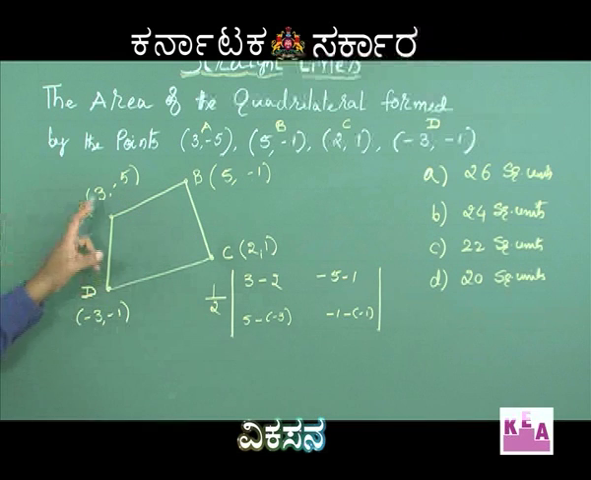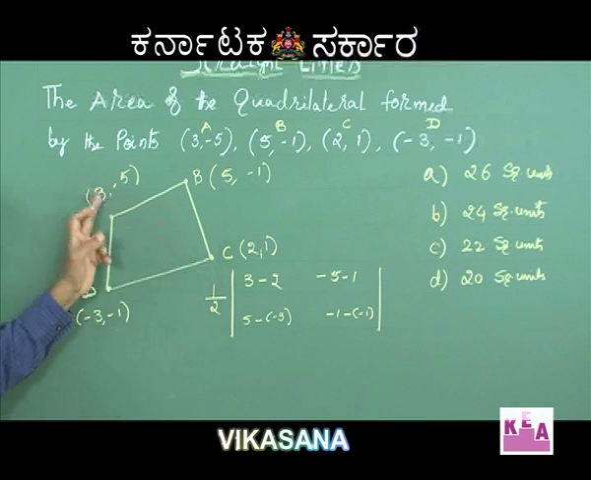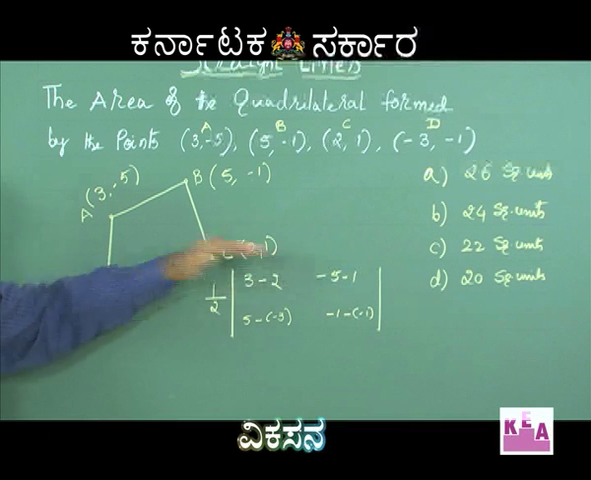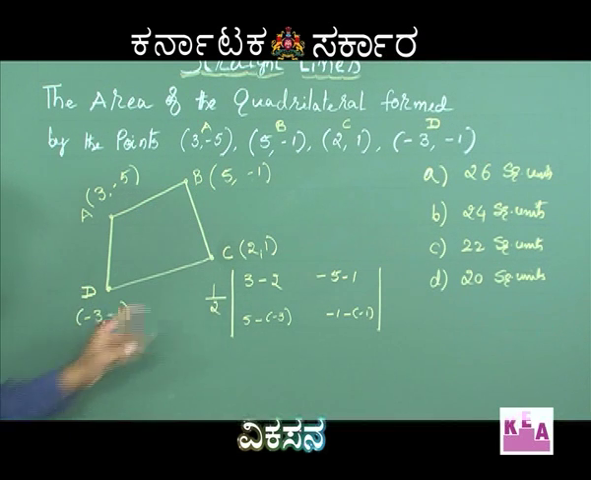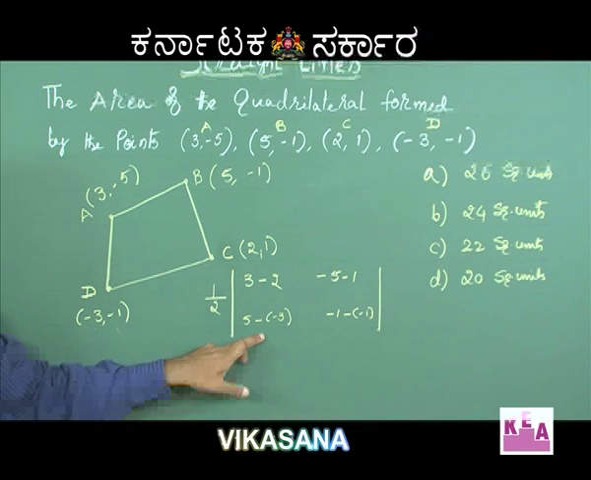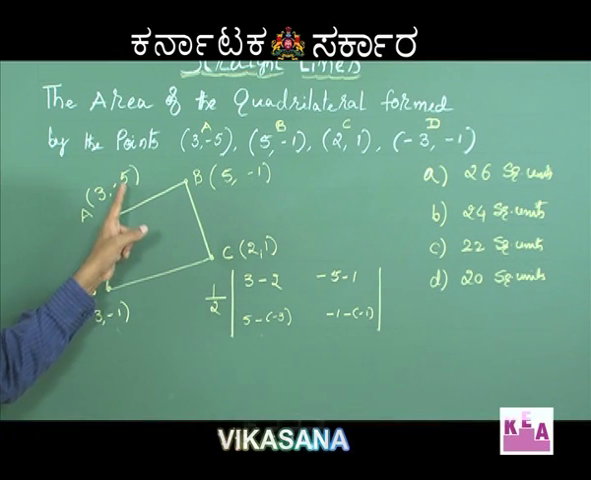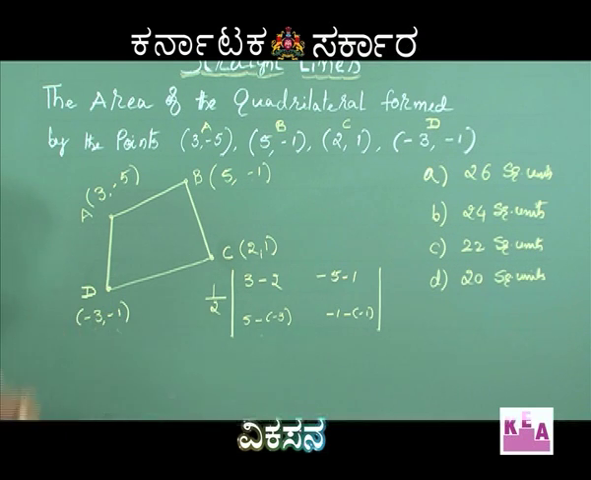To find the area directly, first choose the corner points A and C. Write the difference of the x coordinates of A and C in the first row, first column, and the difference of the x coordinates of the points B and D in the second row, first column. Similarly, on that side write the y coordinates: -5, -1, -1, -1, and simplify it.